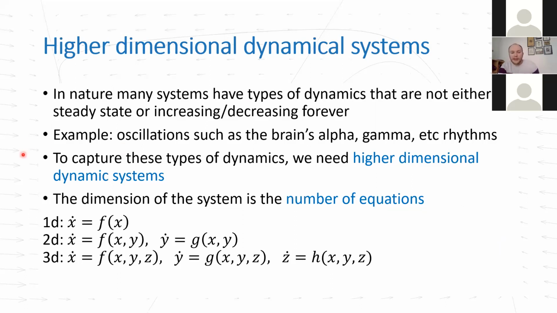So to capture oscillations, we need higher dimensional dynamical systems. All the dimensionality means is the number of equations that we use to describe it. Previously we've just had one variable x, and we've had f of x, one equation. In a 2D system, we might have an x and a y, so we need two equations, x dot and y dot, and so on for a 3D system, and 4D and so on. So it's just the number of equations that we need to use to describe the system.